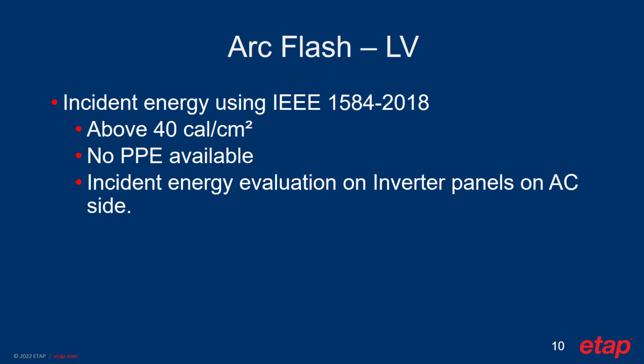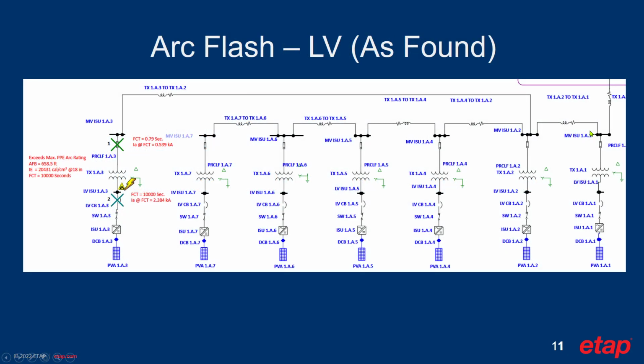The incident energy evaluation on the inverter panels on the AC side seemed to be very high at this location of the study. The original setting that was provided to us had a PV array fed by an inverter to an actual low voltage bus on the transformer secondary, and then it got stepped up to the transformer primary on the medium voltage side. The initial incident energy, based on the fuse clearing time, was more than 40 calories per centimeter square, with high, longer clearing times.